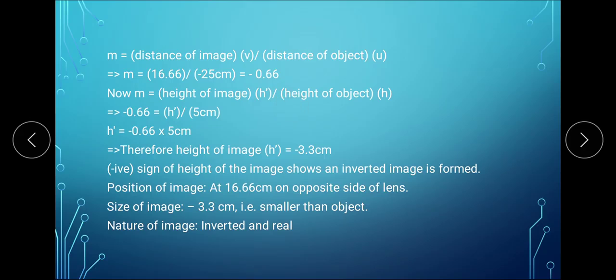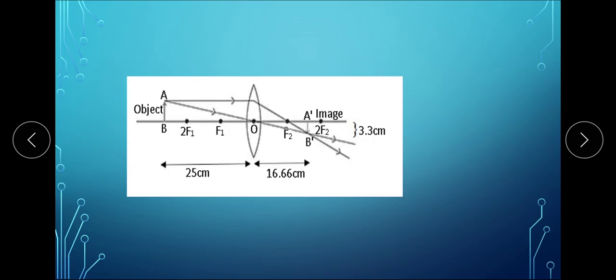Now magnification is also equal to height of image divided by height of object. Substitute the value of magnification as well as height of object. You will get your height of image, that is minus 3.3 centimeter. Since the height of image is minus, the image has to be real and inverted. And it is 3.3 centimeter, that is less than the size of the object, which is 5 centimeter. So the image is smaller than the object, and it is formed at a distance of 16.66 centimeter on the opposite side of the lens.